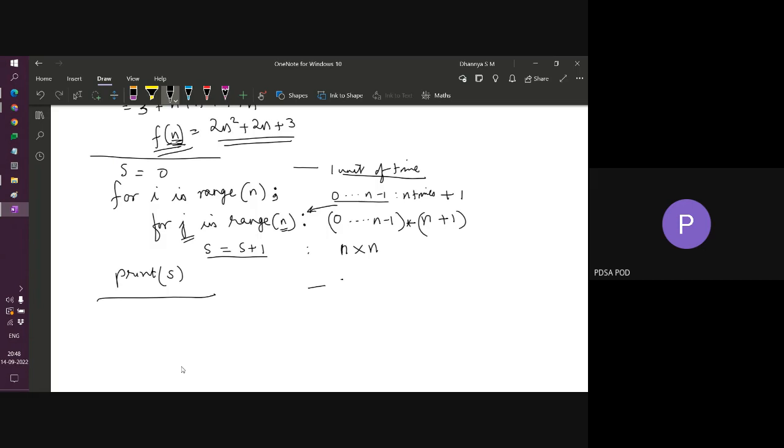This is again 1 unit of time. Is this clear? So f of n, now it is just simple addition: 1 plus n plus 1 plus n into n plus 1 plus n into n plus 1, which is 1, 2, 3. So you have 3 constants, plus.